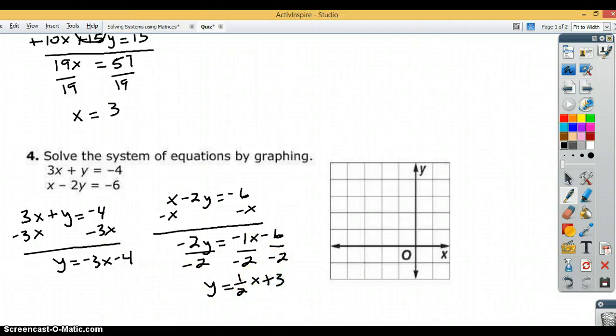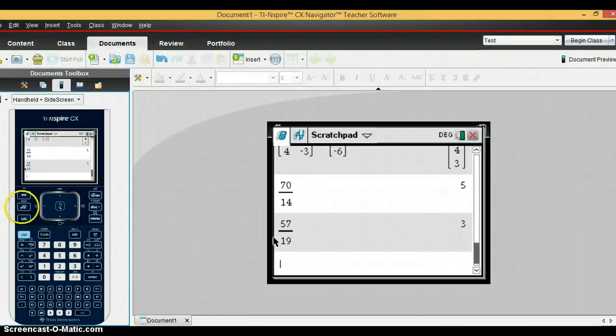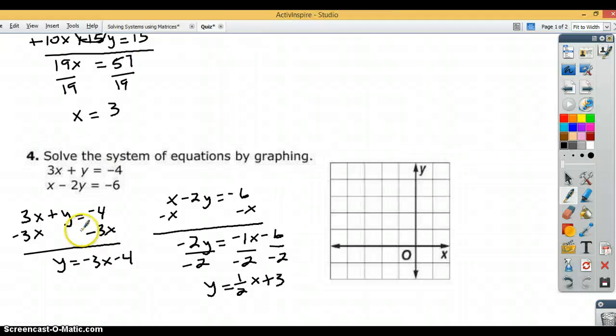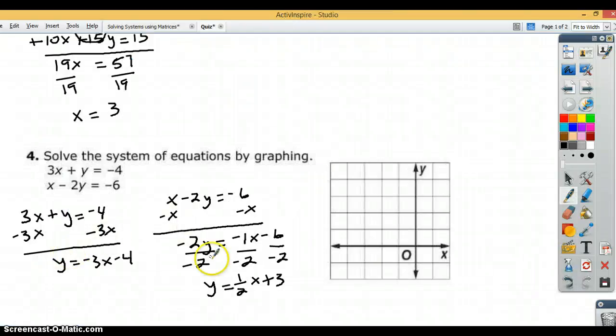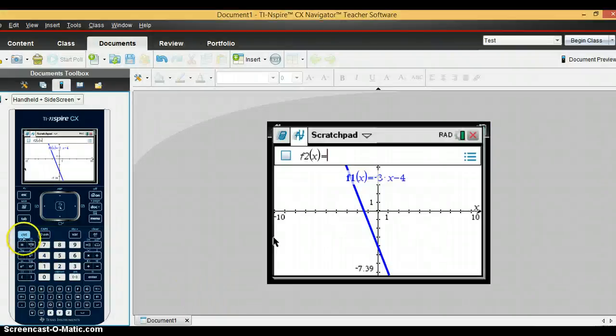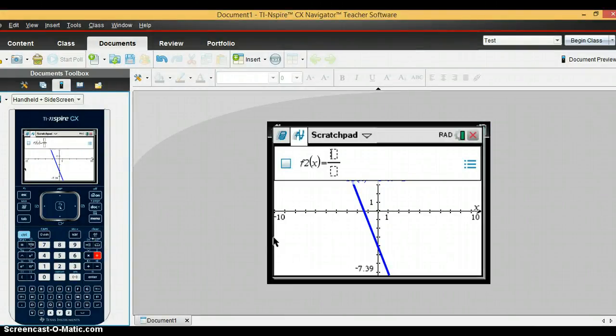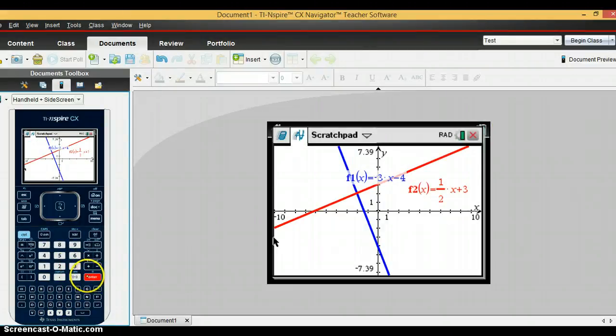Now we're going to put these into the calculator. So we're going to come over to our graph, and our first one is negative 3x minus 4. Alright, so there's our first one. So then we're putting our second one. So control divide, 1 over 2 x plus 3. There's our second one.